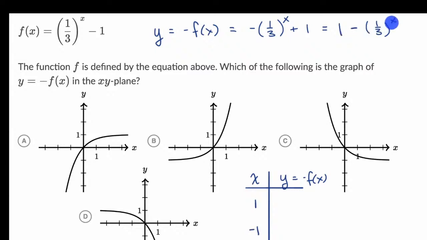So let's see. When x is equal to 1, (1/3) to the first power is just 1/3. 1 minus 1/3 is 2/3. Now when x is equal to -1, what's (1/3) to the -1 power? Well, that is equal to 3. And so 1 minus 3 is equal to negative 2.